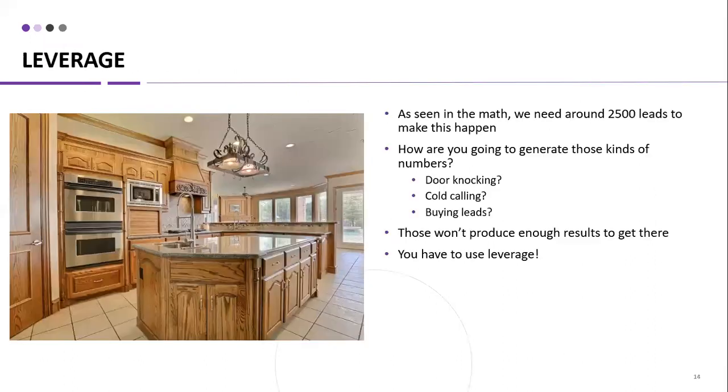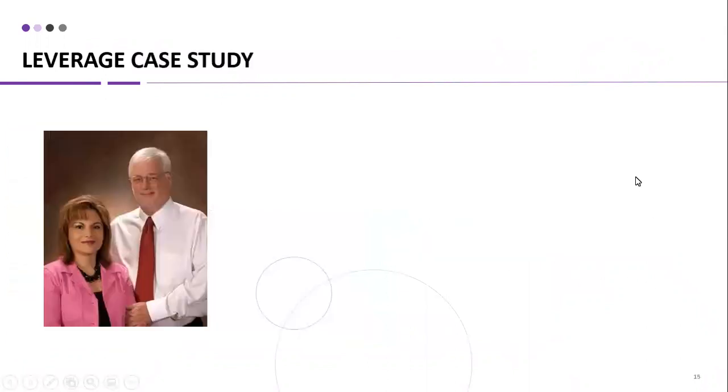In order to do that, now that you've seen the math, our focus is we need a system that's getting us to about 2,500 leads per year to be able to make this happen. When you start factoring in door knocking, cold calling, buying leads, they're just not going to produce results fast enough. There's just no way to generate that level of leads doing those kinds of activities. So with that being said, let's get into how this works.